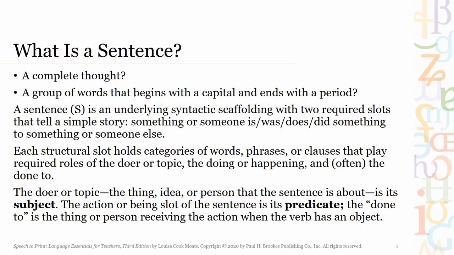Each structural slot holds categories of words, phrases, or clauses that play required roles of the doer or topic, the doing or happening, and often the done to. The doer or topic, or the thing, idea, or person that the sentence is about, is its subject. The action or being of the sentence is its predicate. The done to is a thing or person receiving the action when the verb has an object.